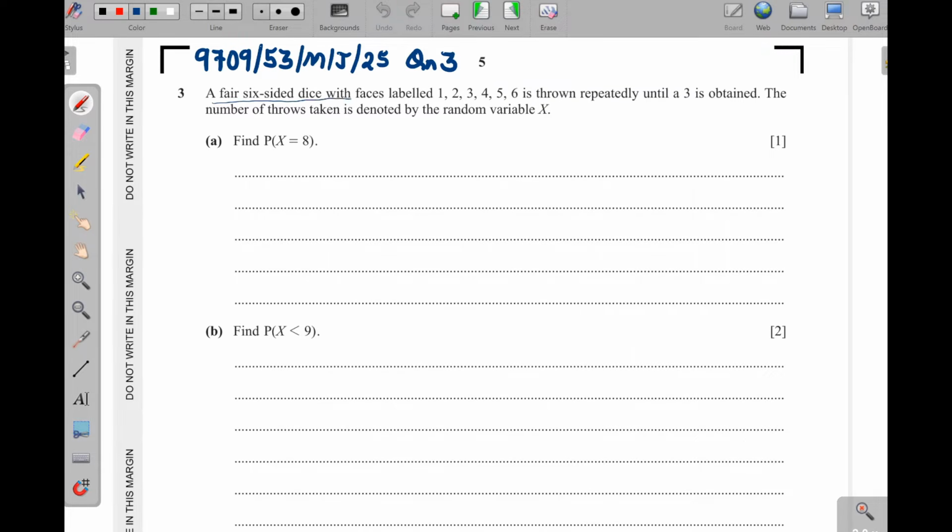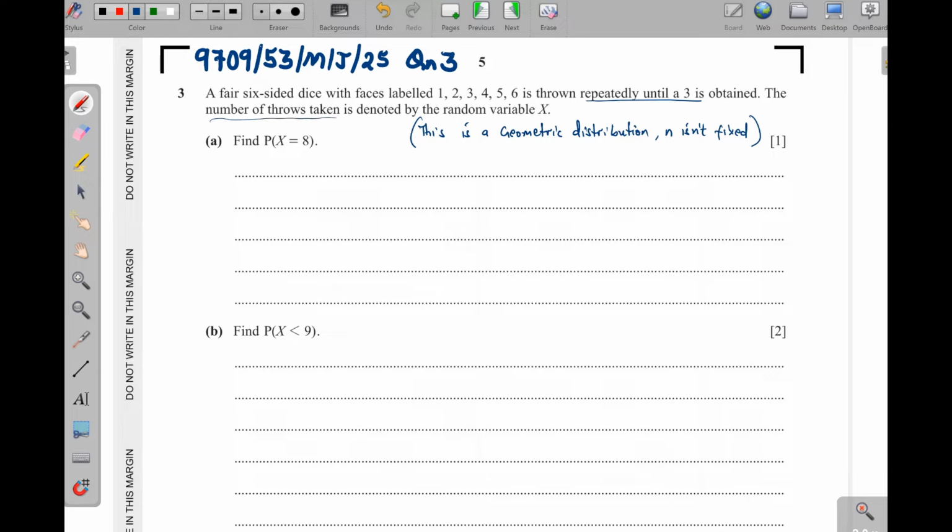A fair 6-sided dice with faces labeled 1 to 6 is thrown repeatedly until a 3 is obtained. So until, the moment they say until, that is a geometric what? Progression. So this, not a progression, it's a distribution, sorry. This is a geometric distribution. Why? N isn't fixed. You do the experiment until you get the result. Okay?